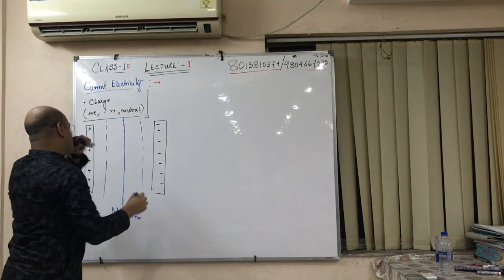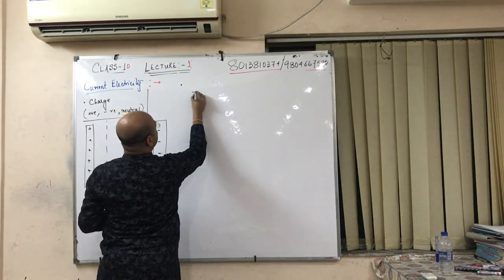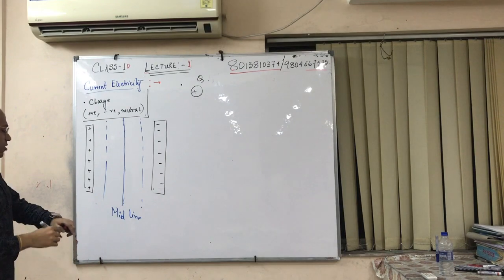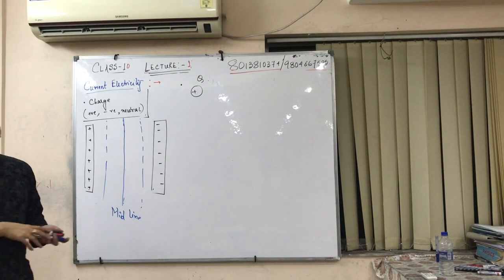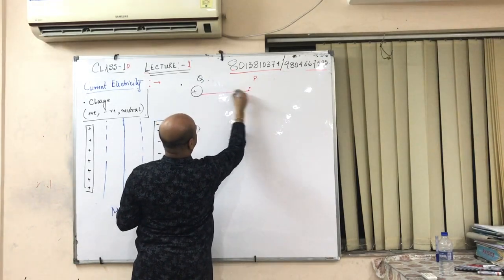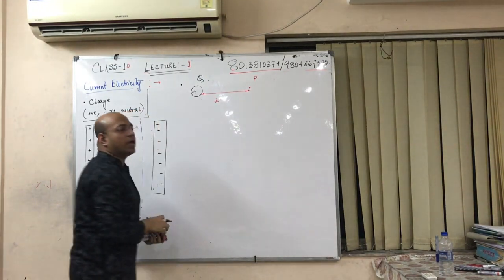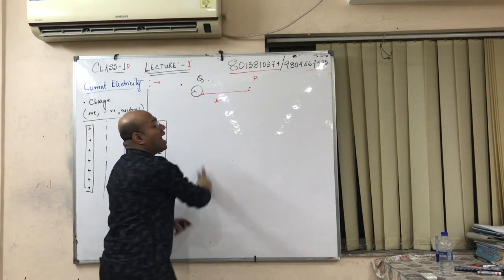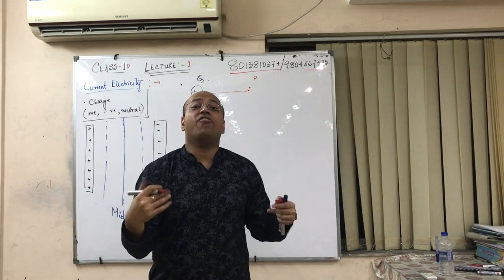Now, next one. Say this is a positive charge, say Q. Now, over here, say this is a point P. This is a distance R. Okay? You can say something like this. The positive charge has created a positive effect.